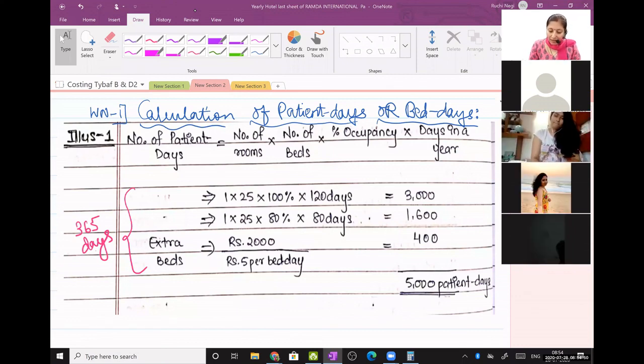And next lecture, we will do the calculation of total cost. We'll make the hospital cost, whatever we have discussed. So I hope this part is absolutely clear to everyone. And your variable cost is dependent on this, on this patient days.